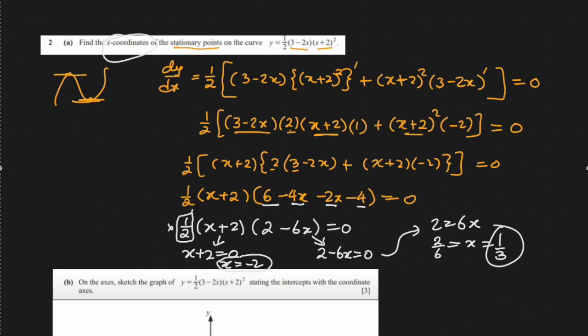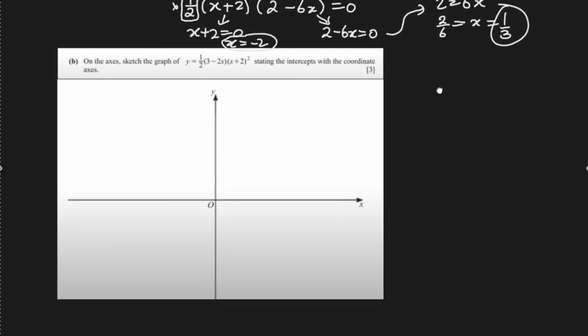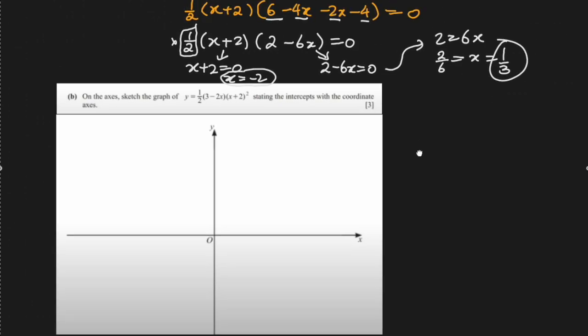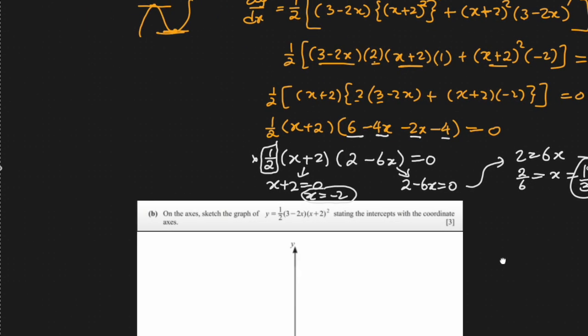Okay, let's move on to part B. On the axis, sketch the graph of this, stating the intercepts on the coordinate axes. So first of all we can see that we have two stationary points, so we'll have to find the y counterparts of them. So let's find the y counterparts of them first. Minus 2 was one, and this is the function. So I'll find y when x is equal to minus 2.